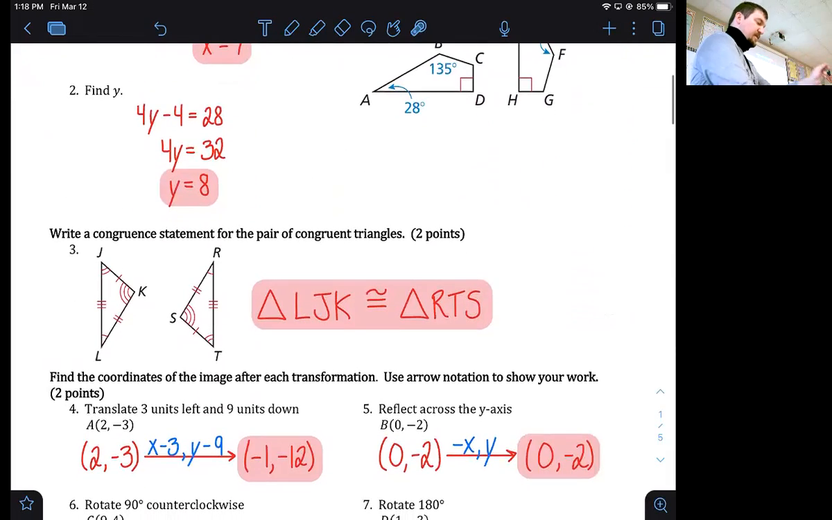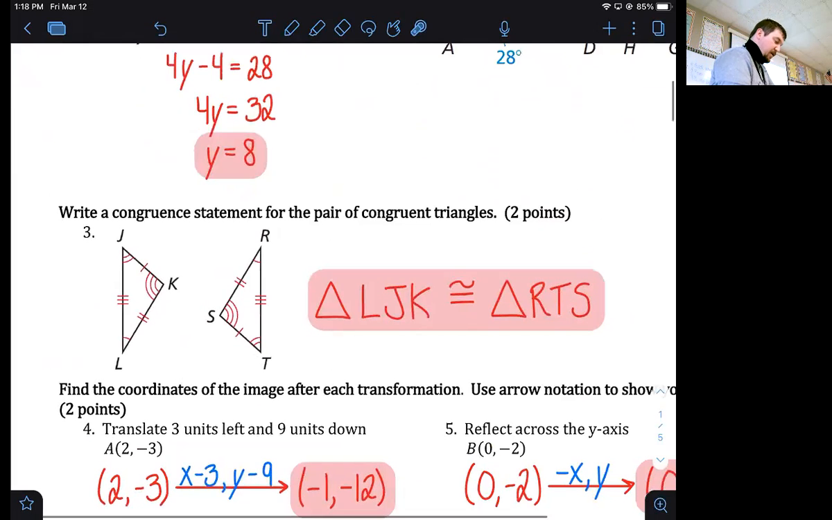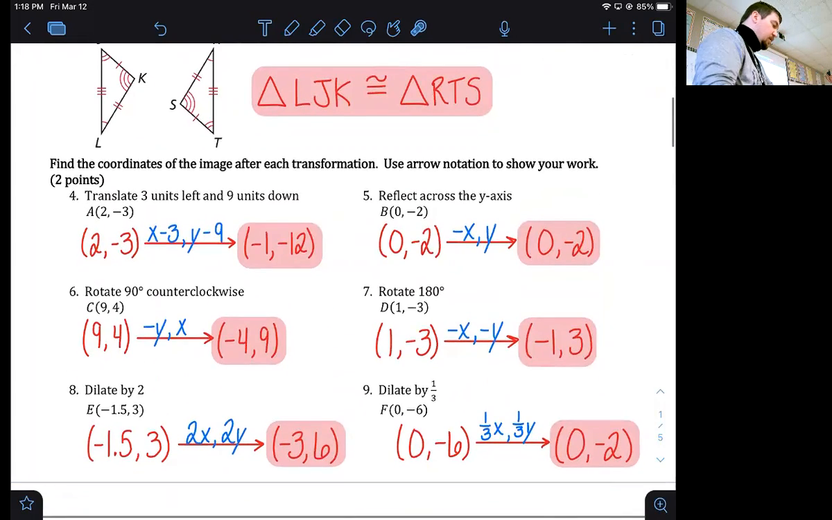Number 3, a congruent statement. There's lots of different ones. You could say triangle LJK, and if you say LJK, you need to say RTS. Or you could do JKL, and JKL corresponds to J to K, J to TSR, right? So there's a lot of different ones you could do. You had to have the congruent symbol. Make sure you have a congruent statement if you're making a congruent statement. You should. If you didn't, you should in the future.